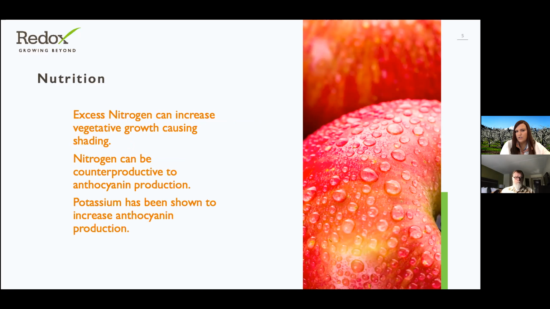And then on the nutrition side, excess nitrogen causes excessive vegetative growth that can cause shading. So a lot of guys sometimes will have to go in and summer prune just to get more light into that canopy. There have also been studies that show nitrogen can be counterproductive to that anthocyanin production, and also studies that show potassium helps to increase that same production.